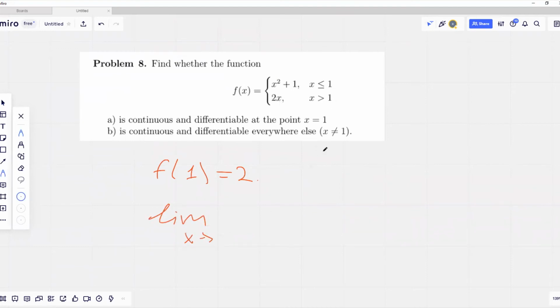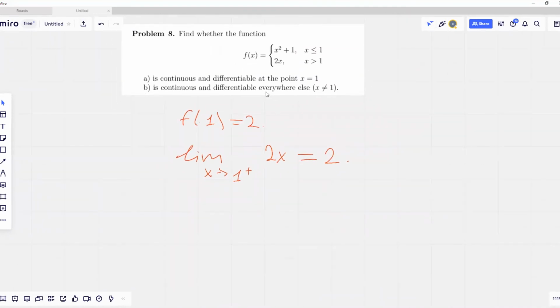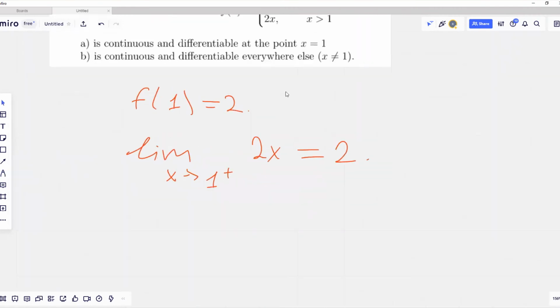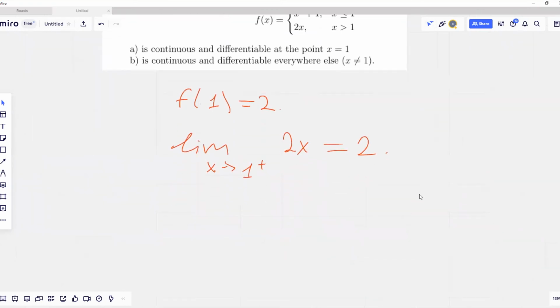When we are approaching 1 from the right side, we have the limit of 2x, which is equal to 2. So that function is continuous at point x is equal to 1. Now let's check for differentiability at point x is equal to 1. We need to find whether the slope of the tangent line when we are approaching 1 from the left side is equal to the slope of the tangent line when we are approaching 1 from the right side.